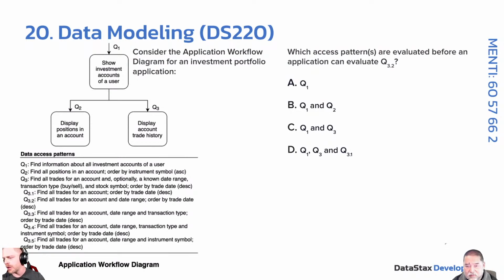All right, so question 20, let's go ahead and start. This is the last one. You're right here with us. Wonderful. Consider the application workflow diagram for an investment portfolio application. Which access patterns are evaluated before an application can evaluate Q 3.2?